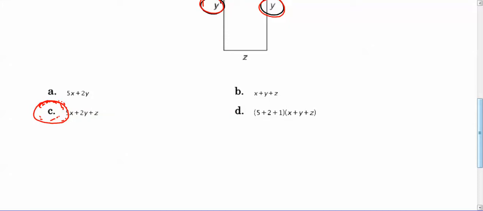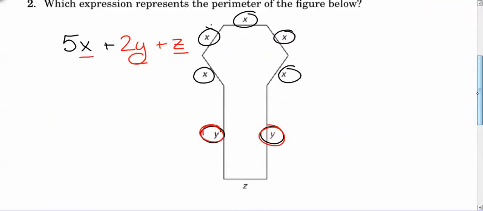Choice A leaves out that whole z thing going on, so that's no good. The next one is not mentioning that we have 2 y's and we have 5 x's, so that would not work. And this next one would be like saying 8 times this entire quantity, which would definitely not be the case because we don't have 8 x's, 8 y's, and 8 z's. So the correct answer for this one is choice C as well.